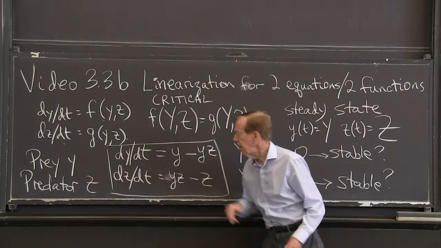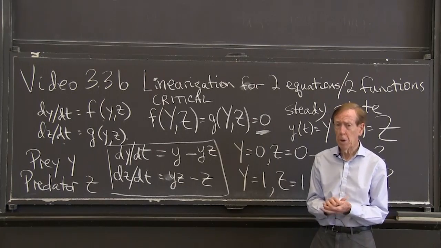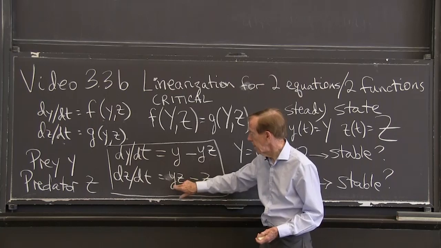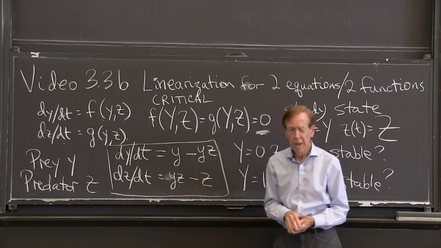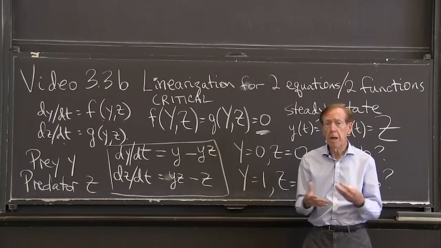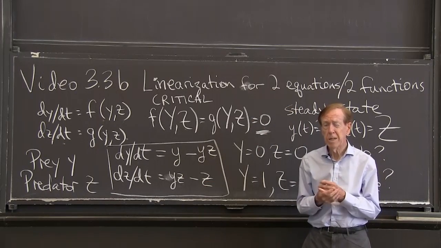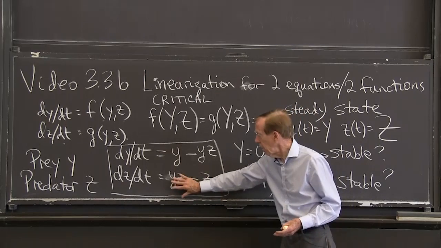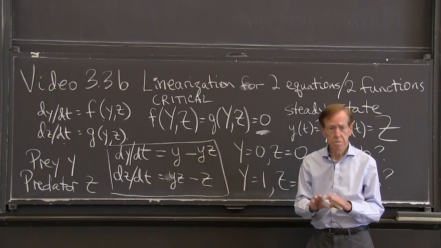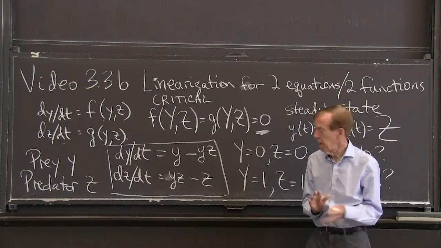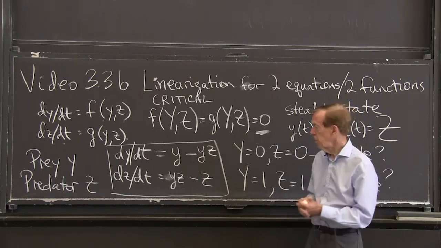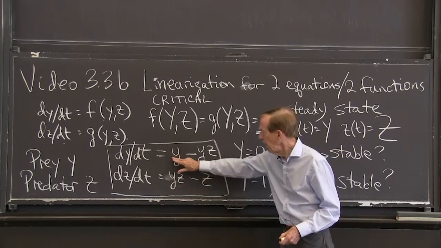Okay, and what about the foxes, the predator? The predator increases. So this is from encountering the rabbits. That tends to make the number of predators increase. But if there were no rabbits, the foxes don't eat grass. They're out of luck, and they decay. So I see a minus z there. So you see the pattern?